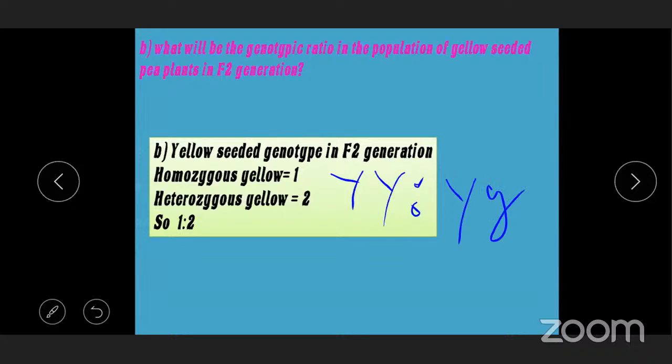Then what is the answer? How many capital Y capital Y are there? Only one, is to how many capital Y small y are there? Yes, heterozygous yellow, 2. Yes, this is the answer. 1:2 is the answer. So that is the second answer. What will be the genotypic ratio in the population of yellow-seeded pea plants in the F2 generation? That is 1:2. This is the answer. Okay, students, check your answer.